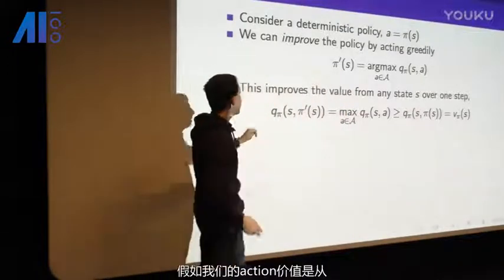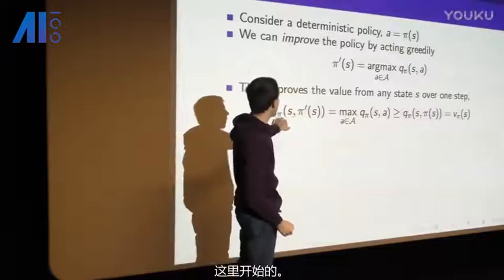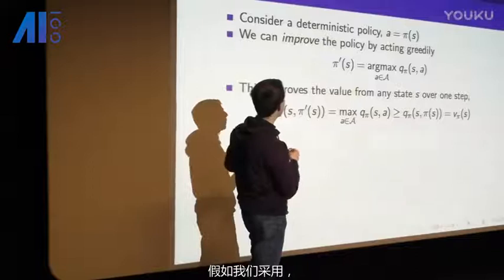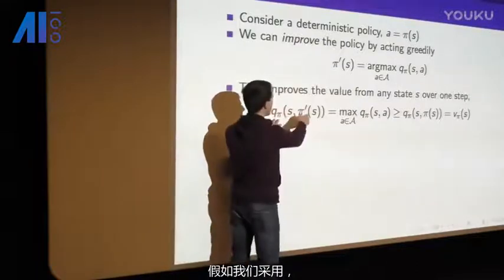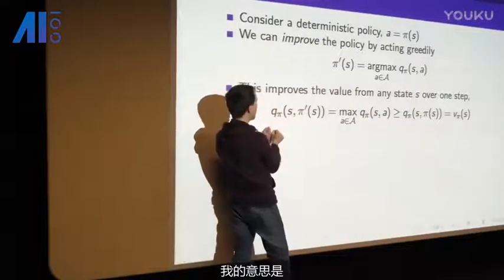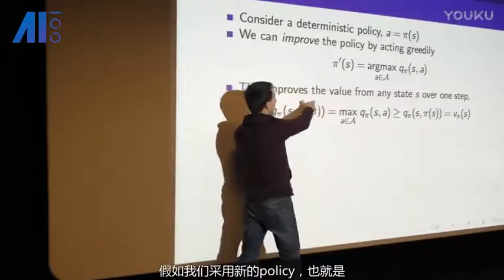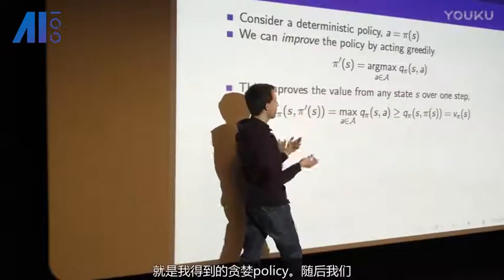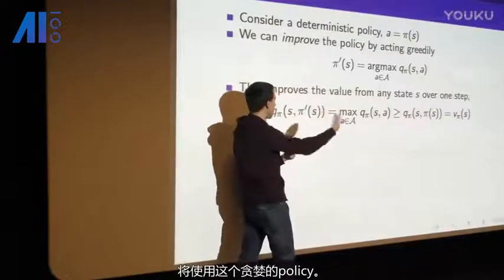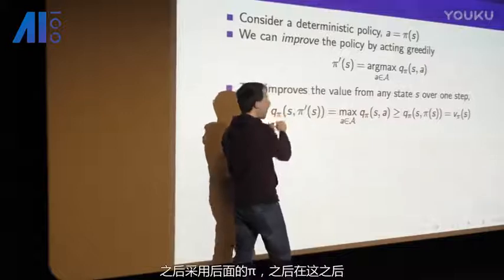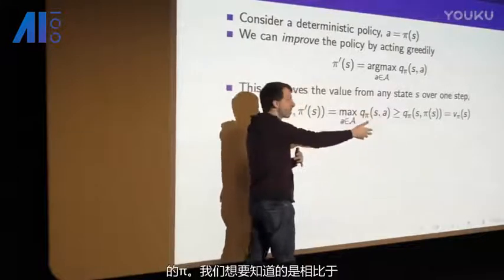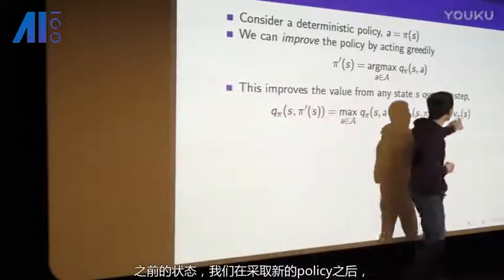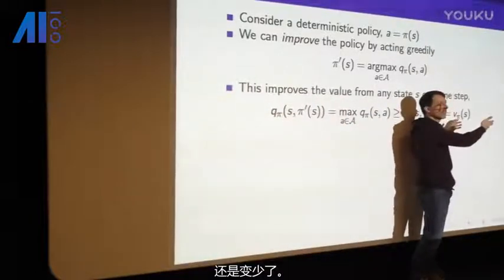And the answer is yes, and the reason is, okay, so if we start off with our action value here, what we want to show is that if we were to take our new policy, pi prime, our new greedy policy, and follow it for one step, and then follow pi forever afterwards, does that get more or less value than just following our policy all the way from that state?